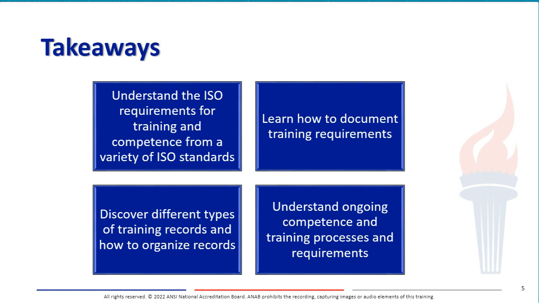We will look at ways to document training requirements on the front end before training even occurs, so that organizations know what training is needed for all personnel. We will also look at different types of training records and ways to organize those records. And finally, we'll talk about ongoing competence and training processes and requirements for ongoing training.